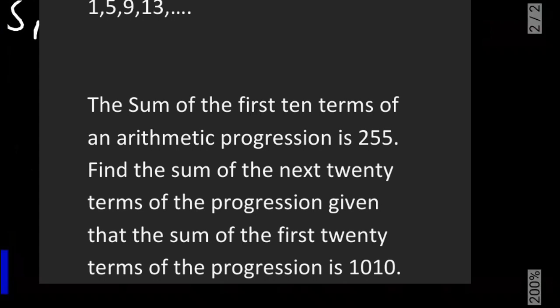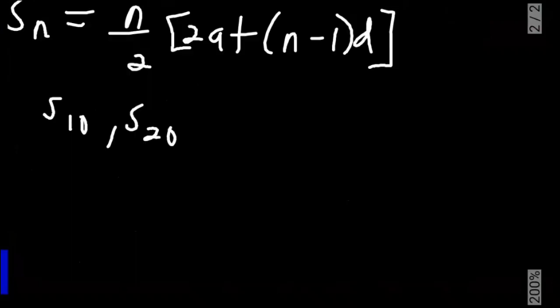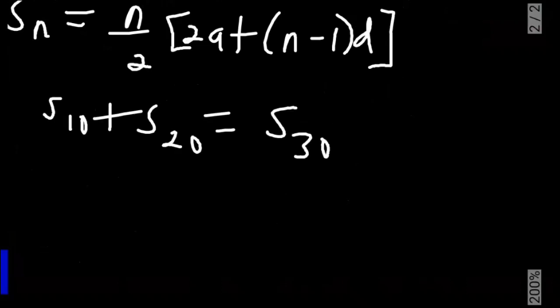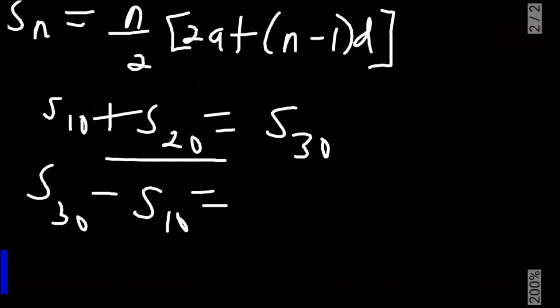But let us first of all take a look at the question. The sum of the first 10 terms is 255. We're given the sum of the first 10 terms. We're told to find the sum of the next 20 terms. If you look closely at this, you will see that the sum of the first 10 terms and the sum of the next 20 terms would give us the sum of the first 30 terms. To get the sum of the next 20 terms, it's going to be the sum of the first 30 terms minus the sum of the first 10 terms.